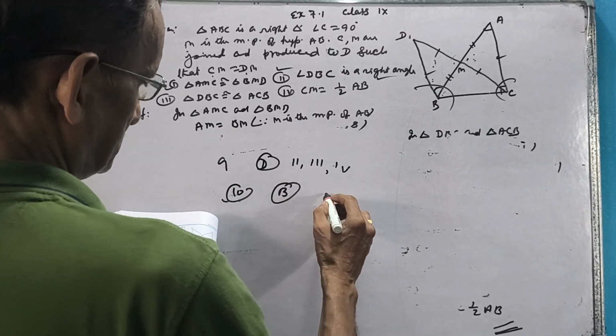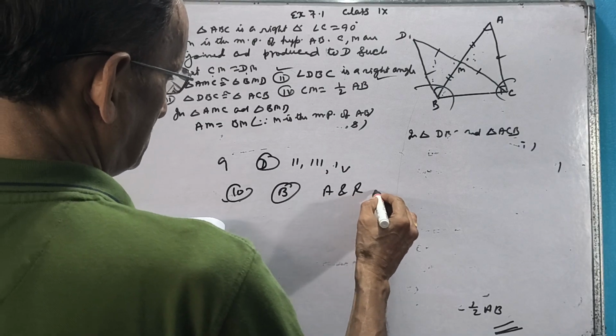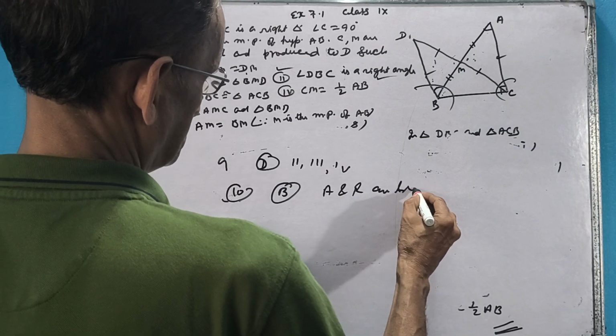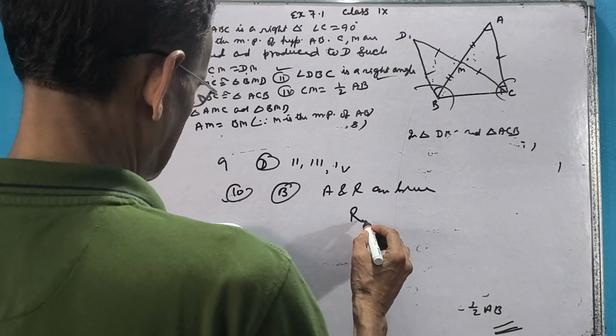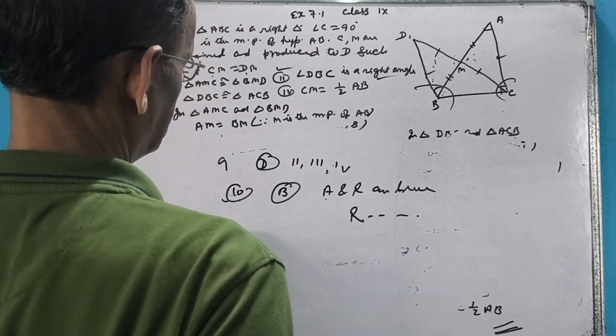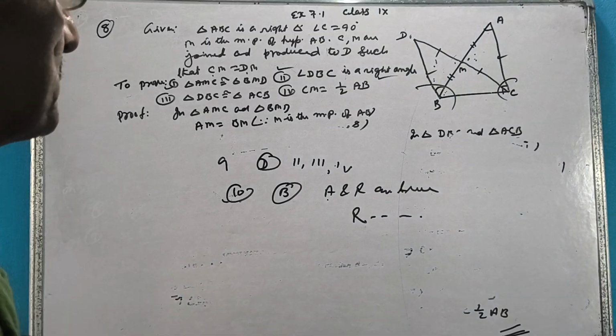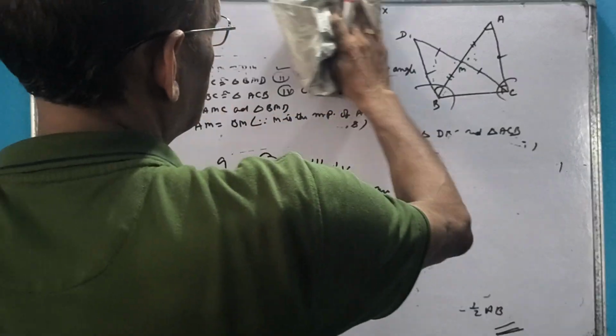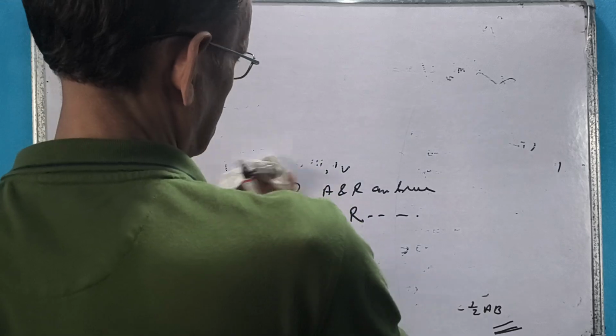Both A and R are true, and R explains A correctly. Okay, so option B is the answer here. So that's all. We have completed exercise 7.1.